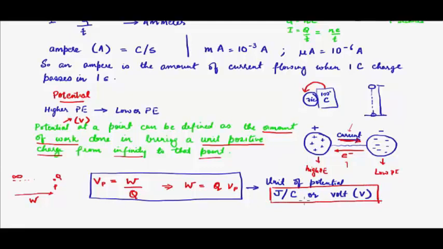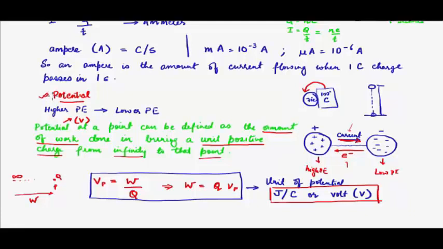Now, how much is 1 volt? 1 volt is when 1 joule of work needs to be done to bring 1 coulomb charge from infinity to that point. Then that point is said to be having 1 volt of electric potential.